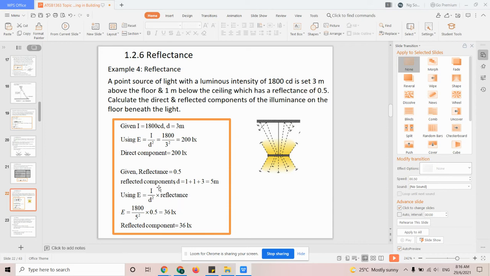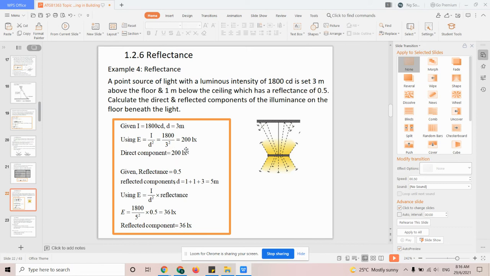So you put it all into this formula, and you get that the reflected component based off this setup is 36 lux. So this is how you can make use of the formula, and then based on how the lighting is set up, if there's a reflected component or non-reflected component or the direct component, and how it affects the illumination of the area. So in this case, the lux or illuminance on this floor is actually 236.